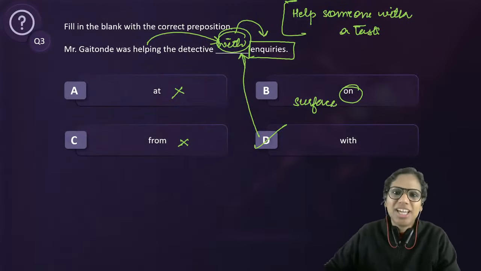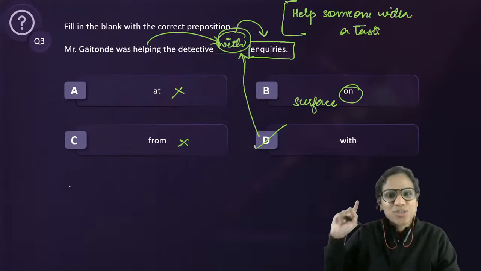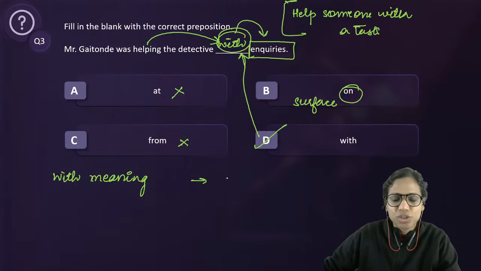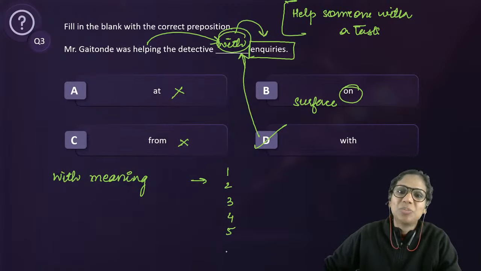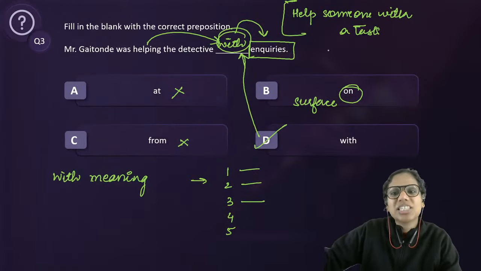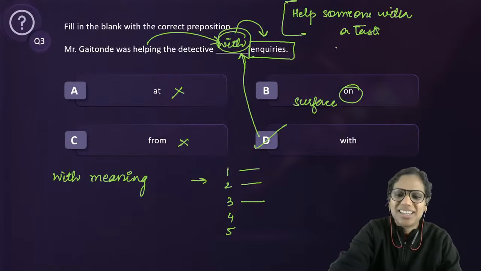A very good way to actually learn all the uses of a preposition is the Oxford Dictionary. If you Google with meaning, the first entry that you get is of the Oxford Dictionary, and it lists all the ways in which the preposition can be used, right? As an instrument, as someone possessing something, in the context of helping someone with something. All these will be listed there.